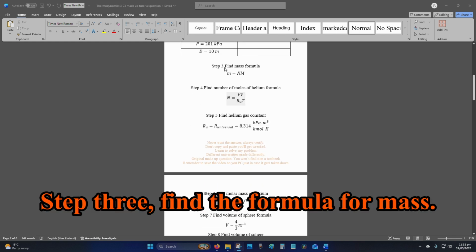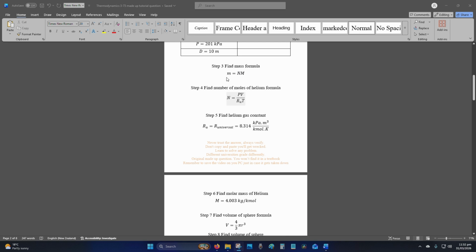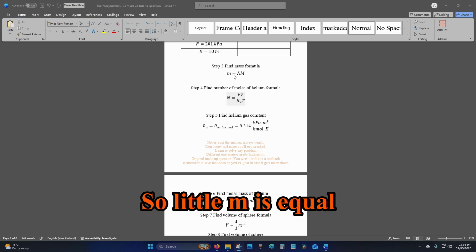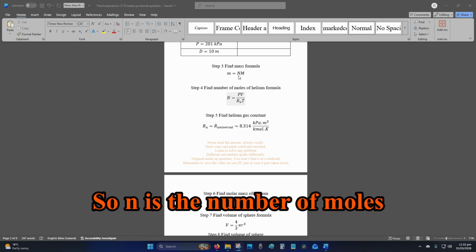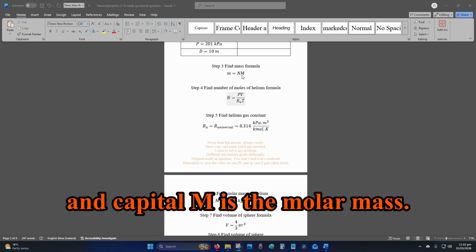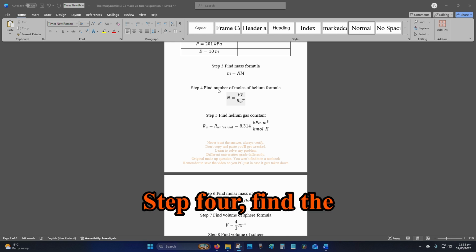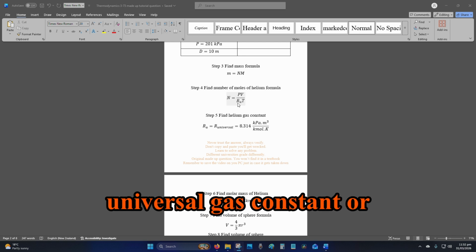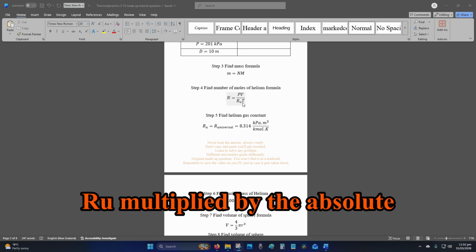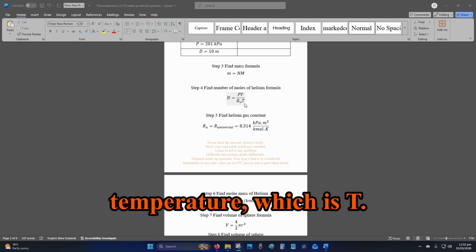Step 3, find the formula for mass. So little m is equal to n multiplied by capital M, where n is the number of moles and capital M is the molar mass. Step 4, find the number of moles formula. So n is equal to PV divided by the universal gas constant, or R_u, multiplied by the absolute temperature, which is T.